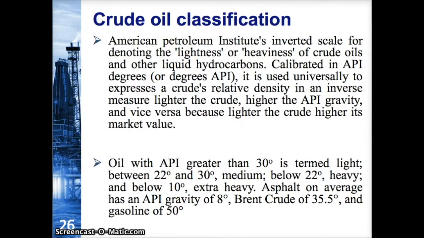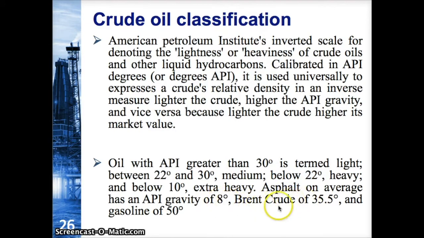The next criteria for crude oil classification is density, and that is measured by API, the American Petroleum Institute's inverted scale for measuring density of crude oils. I don't want to get too tied up into the API classification. What I want you to know is the magic numbers. Anything above 30 is referred to as a light crude. Anywhere from 22 to 30 is medium, and below 22 is referred to as heavy. To give you an idea what below heavy is, asphalt is an 8. That's quite dense, as you can imagine.